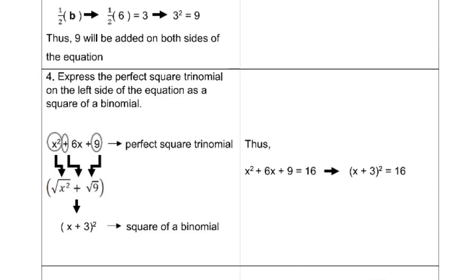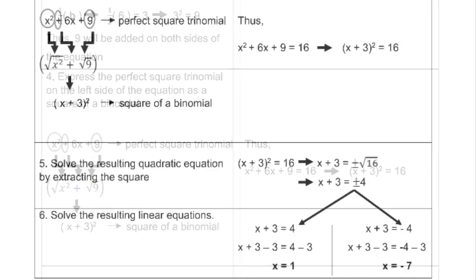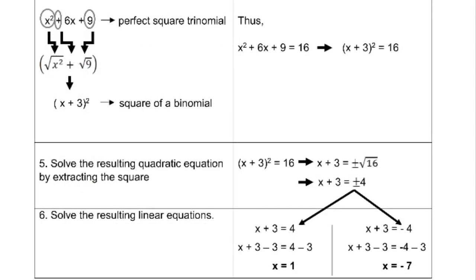Again, quantity of x plus 3 squared. 3 here is the number that you have squared in the third step. So the resulting equation here will be quantity of x plus 3 squared equals 16. Then the next step is we're going to solve the resulting quadratic equation by extracting the square roots.